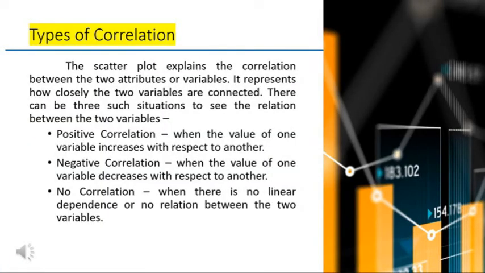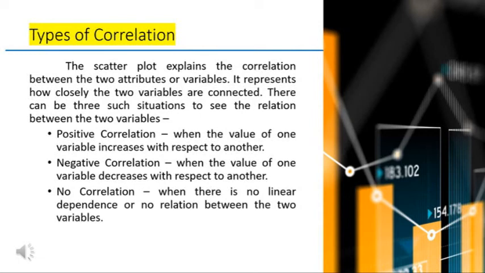There are types of correlation. The scatter plot explains the correlation between the two attributes or variables. It represents how closely the two variables are connected, and there can be three such situations to see the relation between the two variables. The first one is what we call positive correlation. It's when the value of one variable increases with respect to the other.